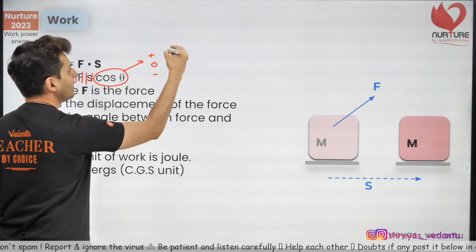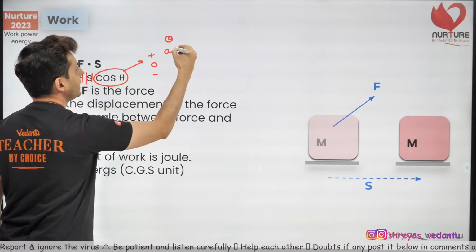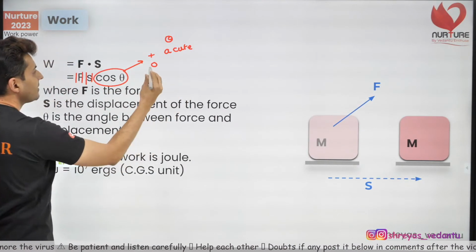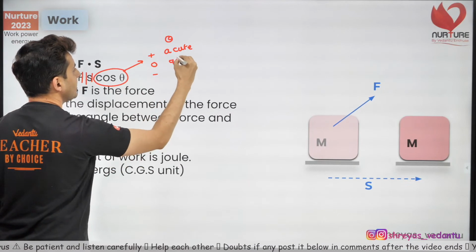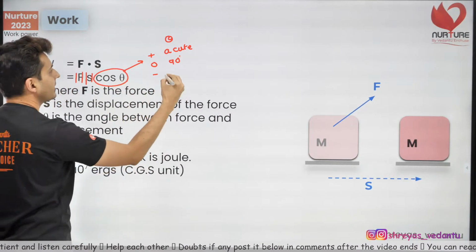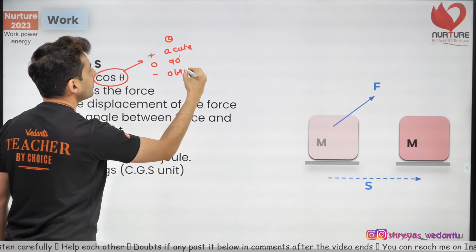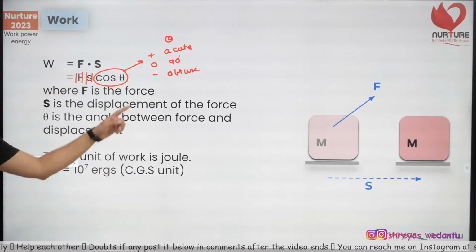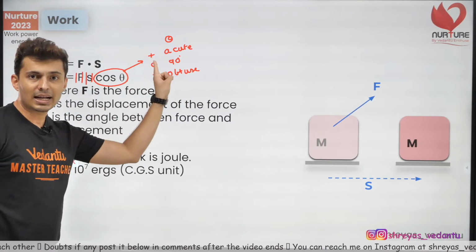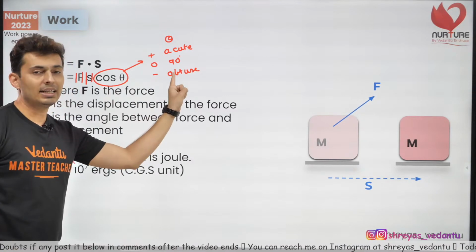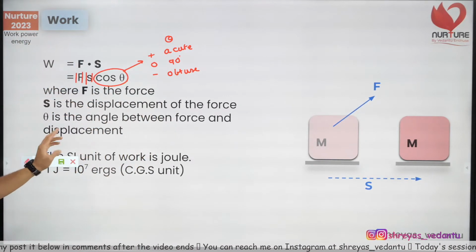If this is positive, that means the value of theta is acute. 0, that means theta is 90 degrees. And if it is negative, then it is obtuse. So for obtuse values, it is negative. For acute values, it is positive. For 90 degrees, it is 0. Keep this in mind.